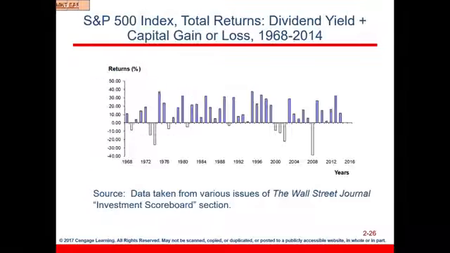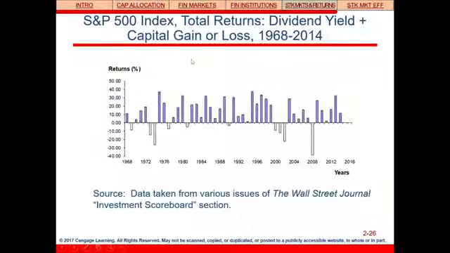So that's fine. And then this is the S&P 500 index, the total returns that equals the dividend yield plus the capital gain or losses each year between 1968 to 2014. So you see, in most years it's positive, but in some years it's quite negative, especially in 2008, the most recent global financial crisis. On that year, the S&P 500 is down more than 30%.